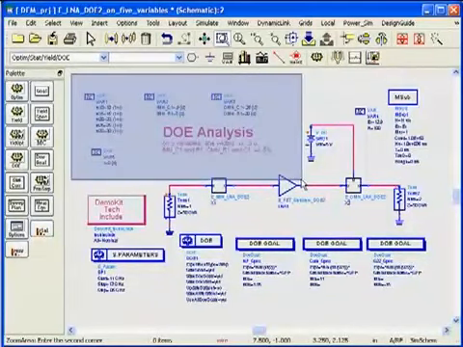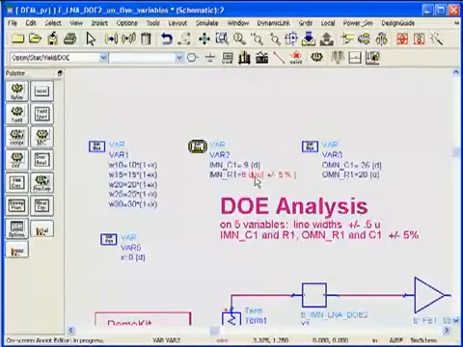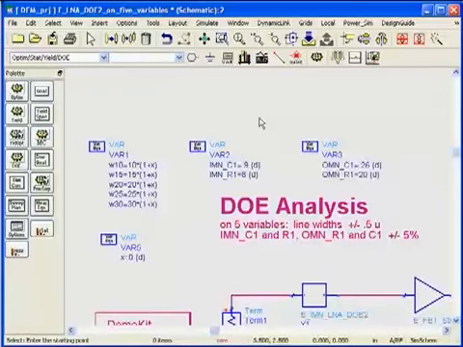Here are my variables, the ones I chose. Notice here in this variable block I have input matching network C1, capacitor C1. The nominal value is 0.9 picofarad, and I have a DOE plus or minus 5%. This one is input matching network R1, resistor R1 is 8 ohms, and I have a DOE plus or minus 5%. Same thing with the output matching network C1, 0.26 plus or minus 5%, and this output matching network R1, which is next to the FET, is plus or minus 5%. Now these are 4 variables.